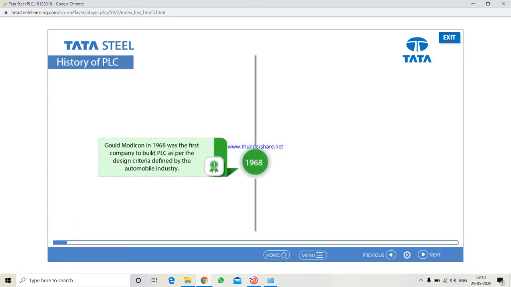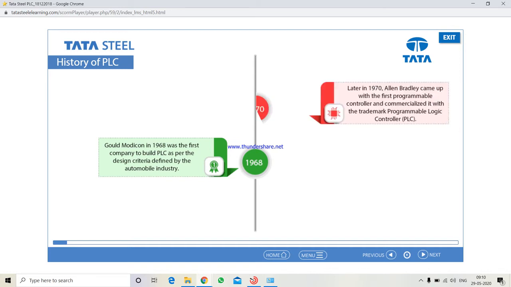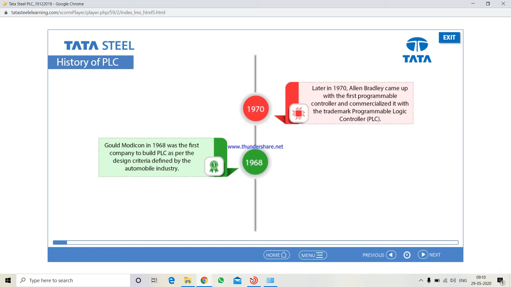Gold Modicon in 1968 was the first company to build PLC as per the design criteria defined by the automobile industry. Later, in 1970, Alan Bradley came up with the first programmable controller and commercialized it with the trademark Programmable Logic Controller (PLC). Click Next to continue.